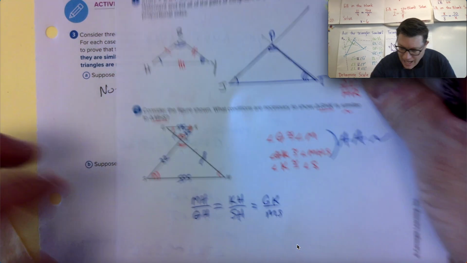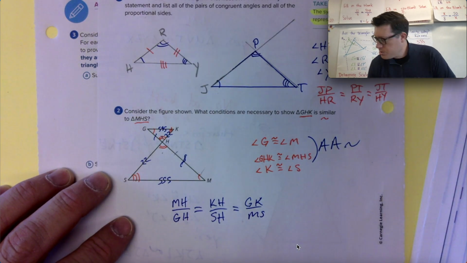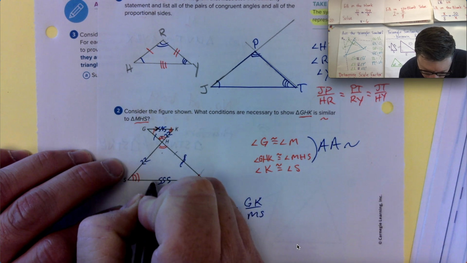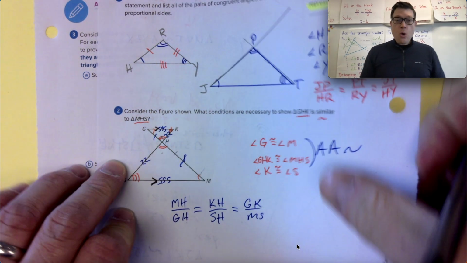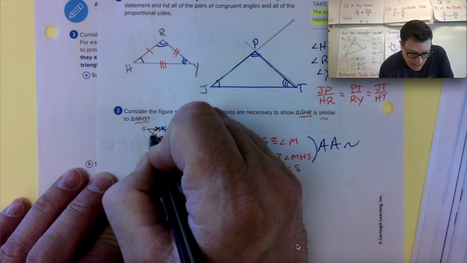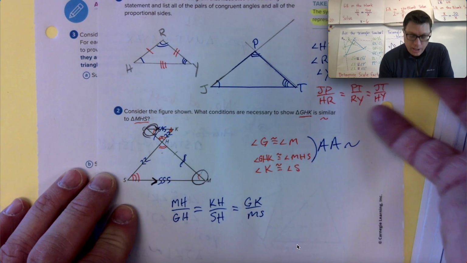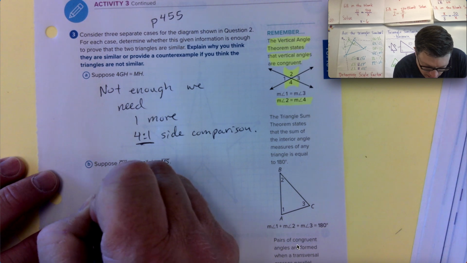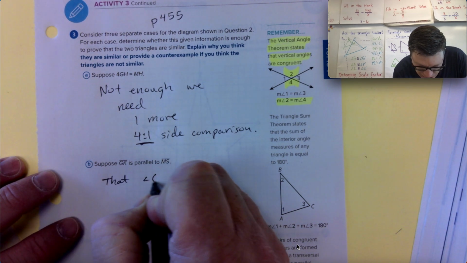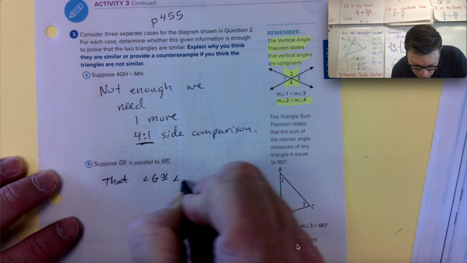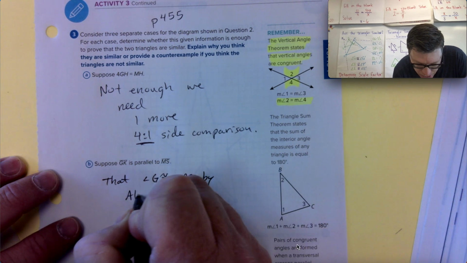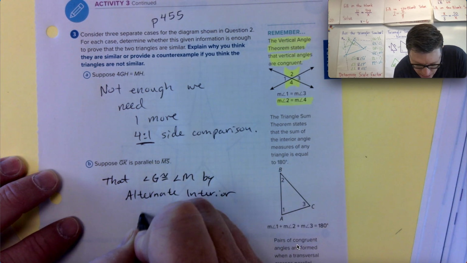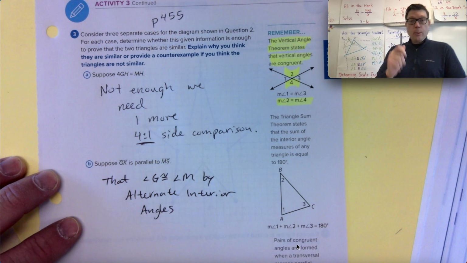And so what we can do is add that notation. I think I'll use maybe this black pen. We can say GK is parallel to MS. And if they go in parallel directions, then that means angle G and angle M are congruent. That means that angle G is congruent to angle M by alternate interior angles.